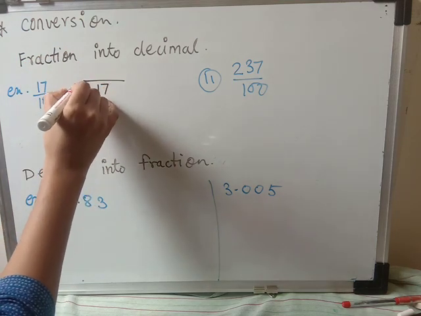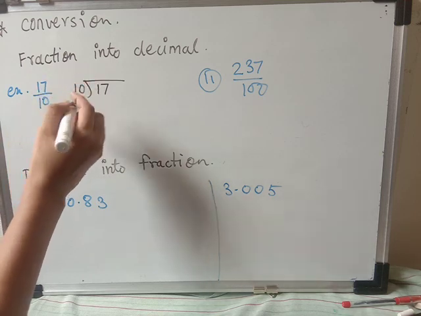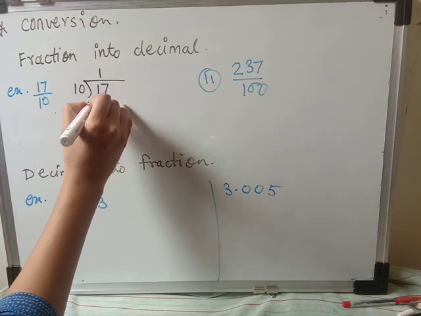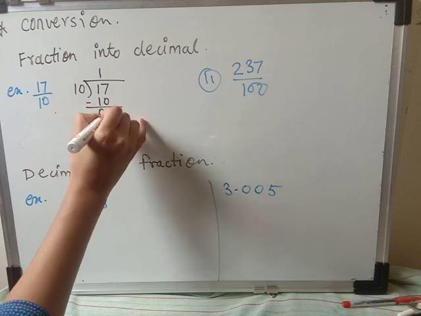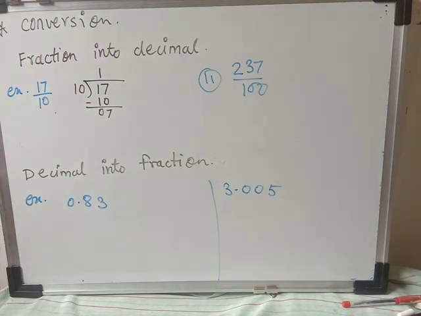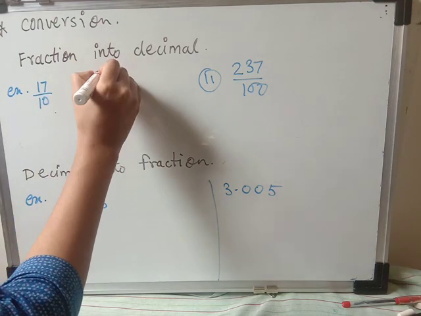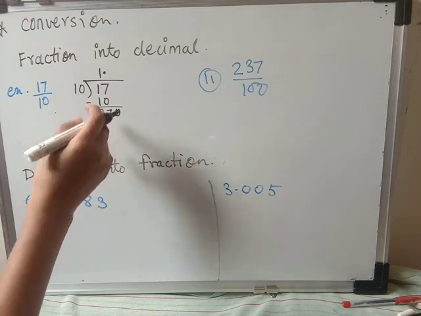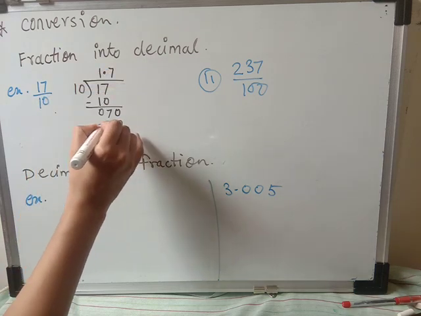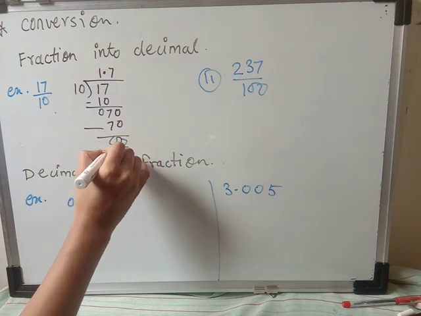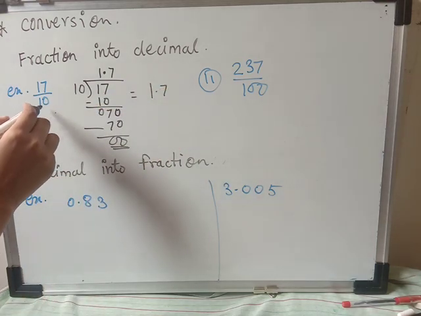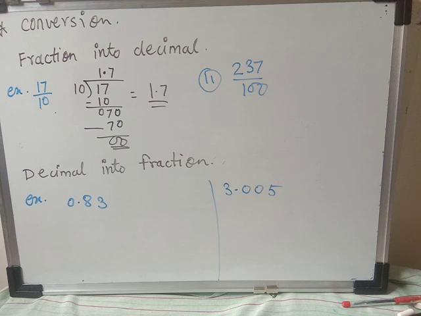So here will come 17 and 10. Okay, so let's do the division. 10 ones are 10. Okay, 0, 7 is there. Now 7 is less than 10, so what we have to do is take the decimal. So the decimal allows us to take the 0. Now we got 70, so 10 7s are 70, and here we got the answer, that is 0, and here 1.7. So we have converted 17 upon 10 is equal to 1.7.